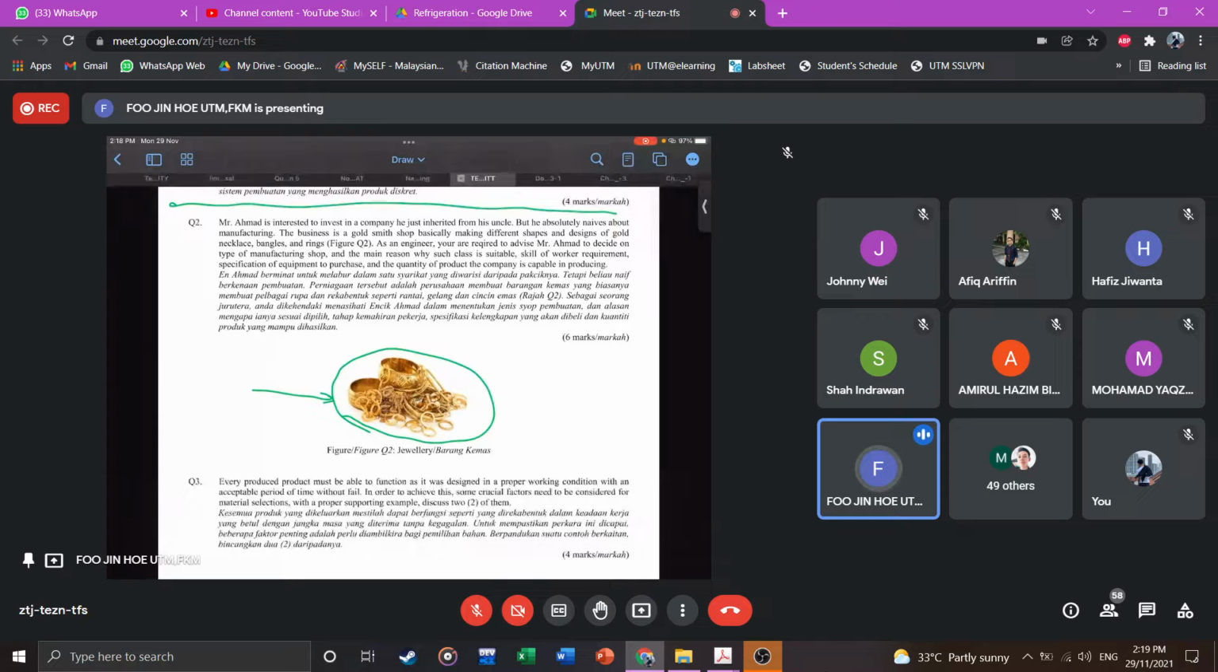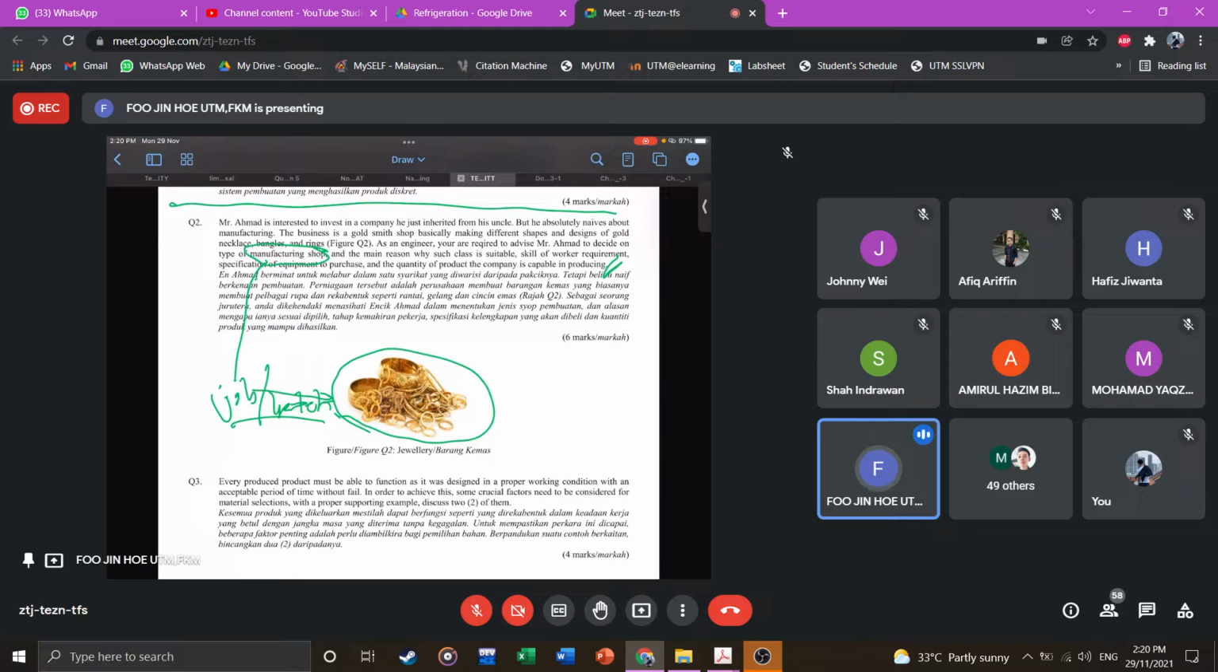I already told you here it is either job or batch, and the main reasons why such a class is suitable: the skill of workers required, the specification of equipment to purchase, and the quantity of products the company is capable of producing. So we are looking into the skill. First of all, you have to define which manufacturing shop. If I remember clearly, the marking scheme said it's either job or batch production, depending on how you tell the story. Normally, for this kind of goldsmith, the quantity that they sell won't be a lot, so that's why I am proposing job production. You are not wrong by saying that.